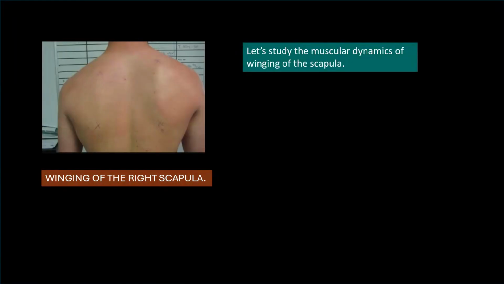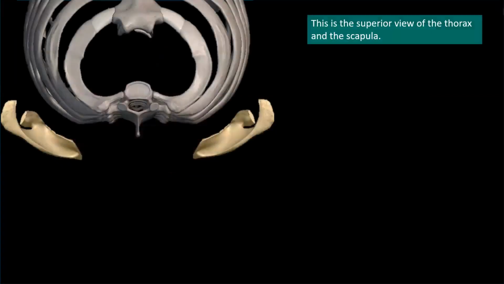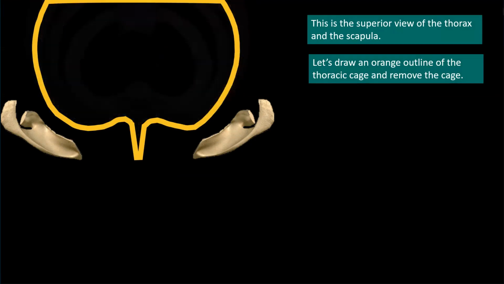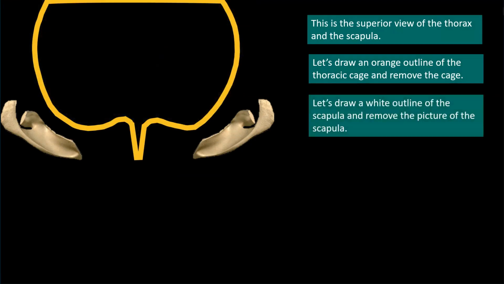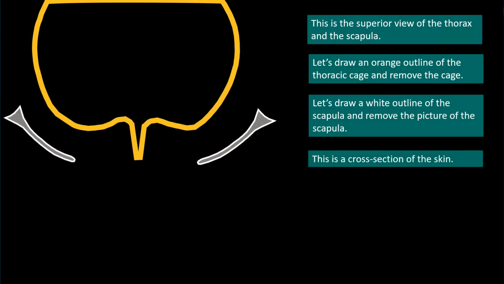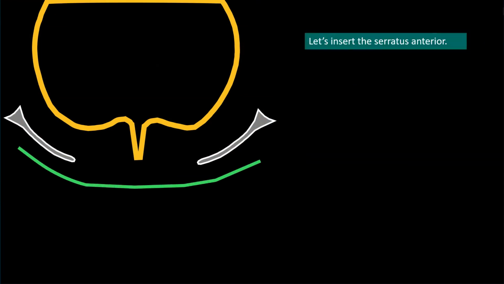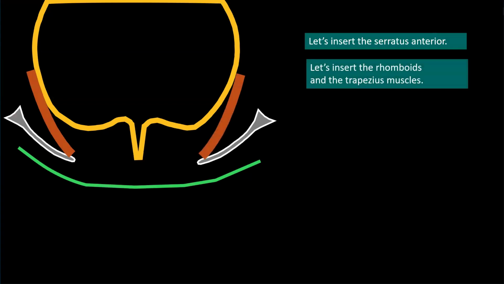Let's study the muscular dynamics of winging of the scapula. This is a superior view of the thorax and the scapula. Let's draw an orange outline of the thoracic cage and remove the cage. Let's draw a white outline of the scapula and remove the picture of the scapula. This is a cross-section of the skin. Let's insert the serratus anterior. Let's insert the rhomboids and the trapezius.